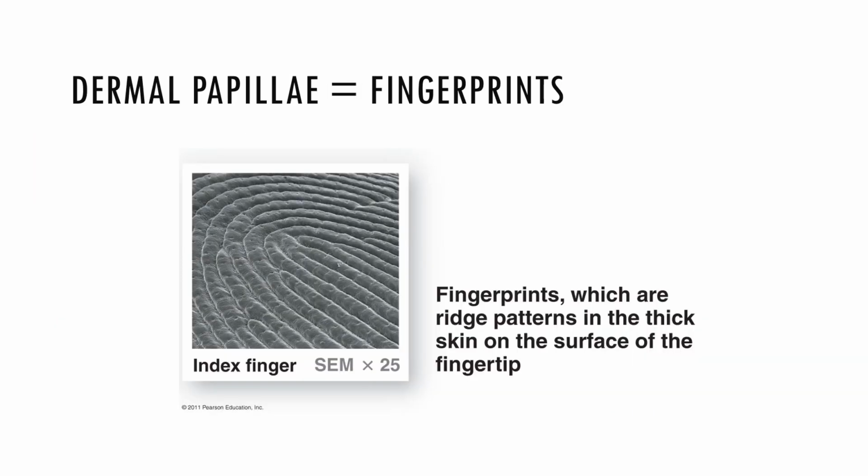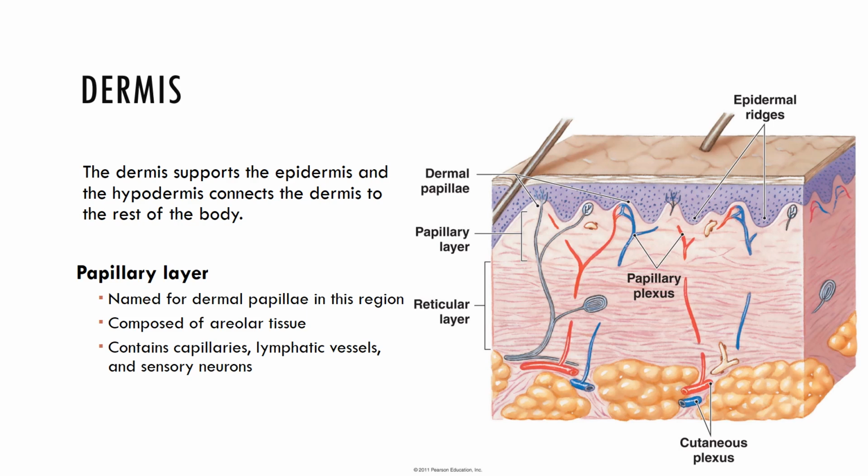And here you can see the dermal papillae, which produce the fingerprint patterns. The dermis is a strong, flexible layer of connective tissue. It consists of 2 layers, the papillary and the reticular layer. It also has cells such as fibroblasts, macrophages, some mast cells, and occasionally white blood cells.